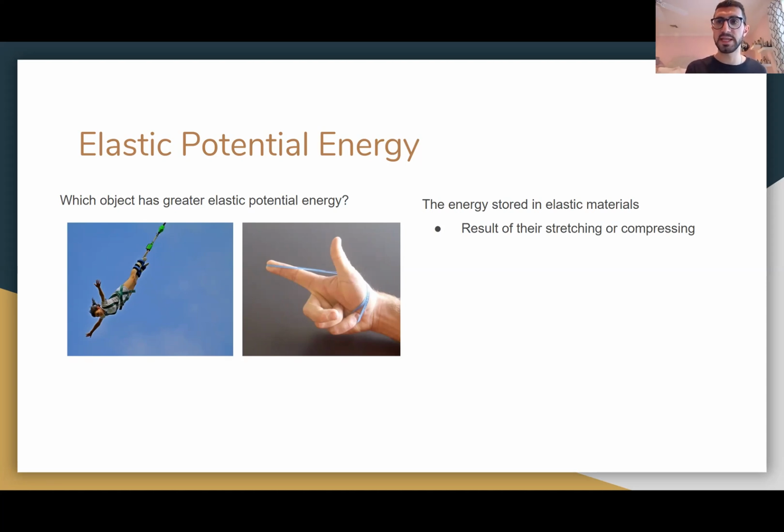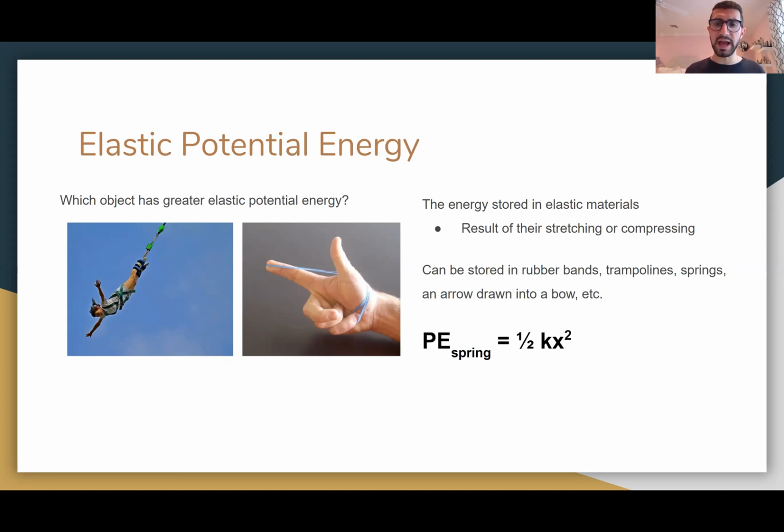Remember, potential energy is the energy as a result of their position. And elastic potential energy can be stored in things like rubber bands, and bungee cords, and trampolines, and springs, an arrow drawn back into a bow, things that stretch or compress. And it is given by the formula 1/2 kx squared. So remember that k is the thing that we call the spring constant, which is the inherent makeup of the spring that we are dealing with, and how much it resists being stretched or compressed. And x is the amount that we have either stretched or compressed our spring.